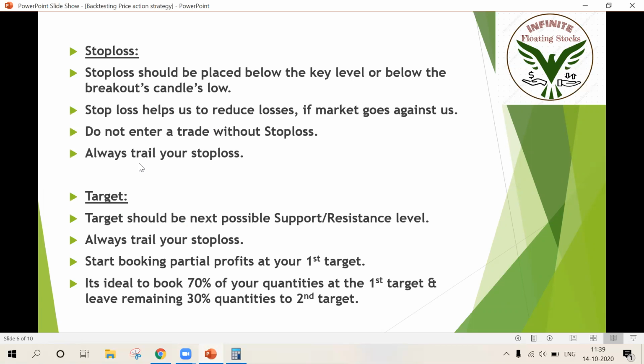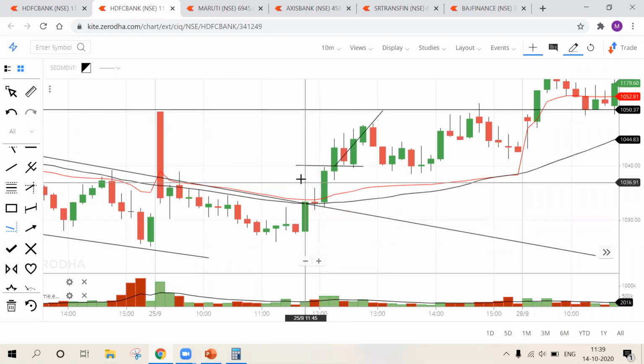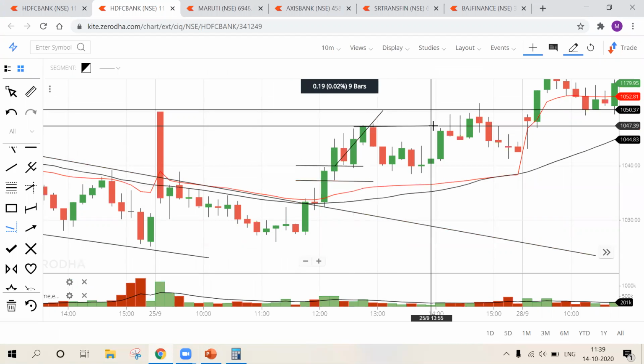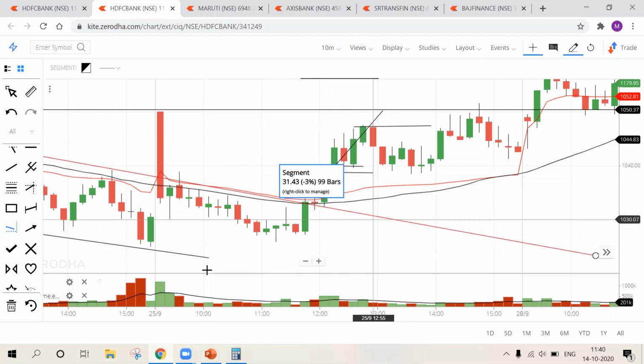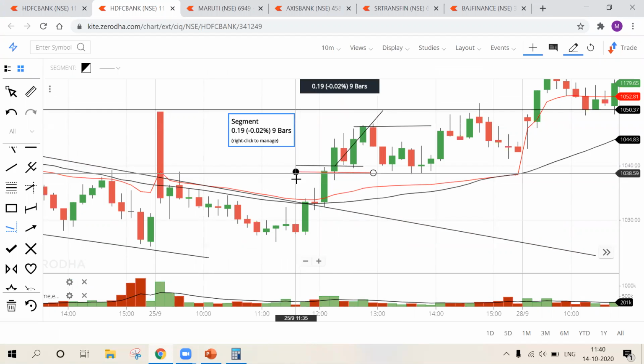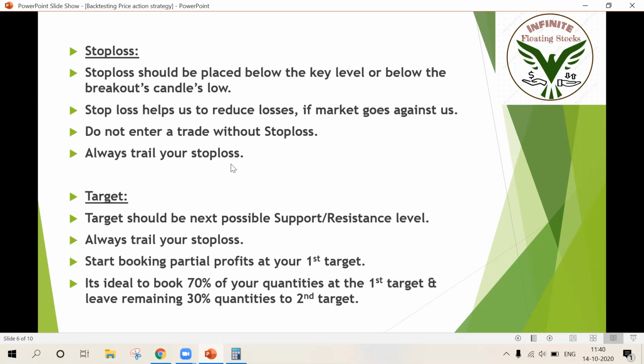And always trail your stop loss. Trailing a stop loss is simple. You need to edit your stop loss from here to here once the market starts moving upward. When the market is at this point, you can move your stop loss a little bit upward, so that if the market reverses and hits your trailing stop loss, you will still be in profit. That's the concept behind trailing a stop loss. I'm going to explain this a little later. And the target should be the nearest support and resistance level. You already know that. Always trail your stop loss.